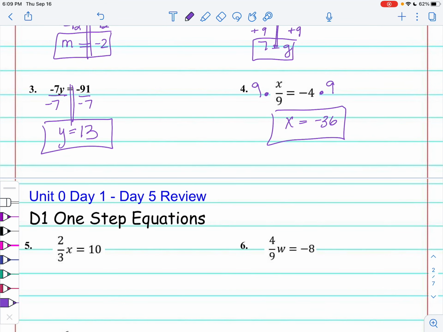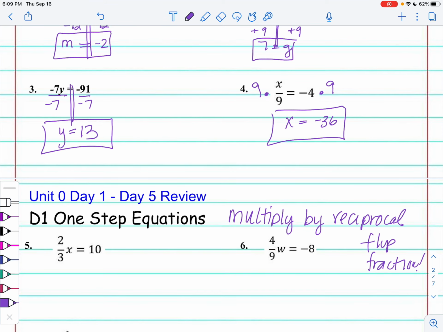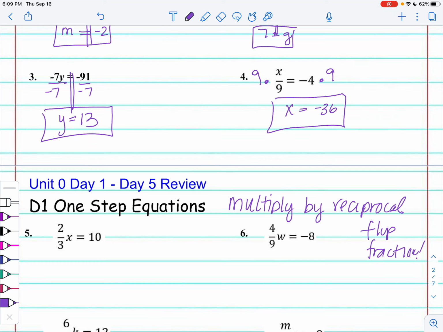Okay, we talked about more one-step equations with these fractions. So for these, when they have a fraction like this, you're going to multiply by the reciprocal. Remember, that means to flip your fraction. Okay, so for number 5, I'm going to multiply by 3/2. So we've talked about how that makes these turn to 1. But I have to do that to this side. So in your calculator, remember you're going to type in 10 times 3 divide by 2. Okay, so hopefully when you do that, you get 15.